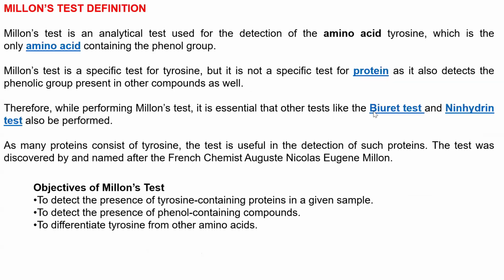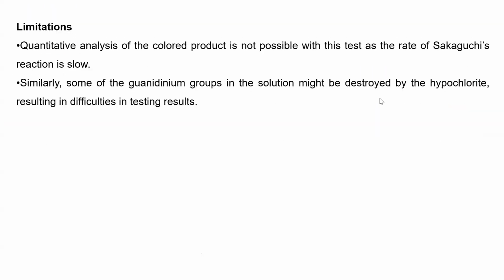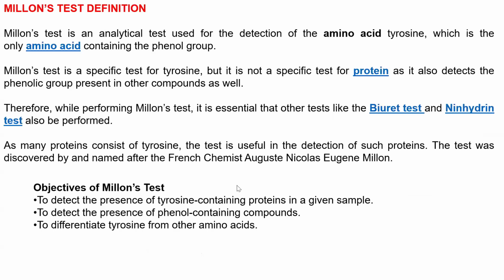So these are the limitations of the test. A quantitative test for the colored product is not possible with the test, as the rate of the reaction is very low. And similarly, some of the groups in the solution might be destroyed by hypochlorites, resulting in difficulties in interpreting the results. So the next thing is Millon's test.